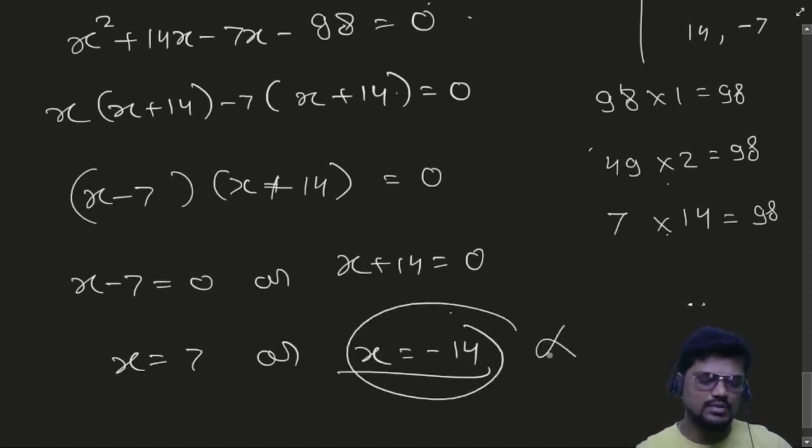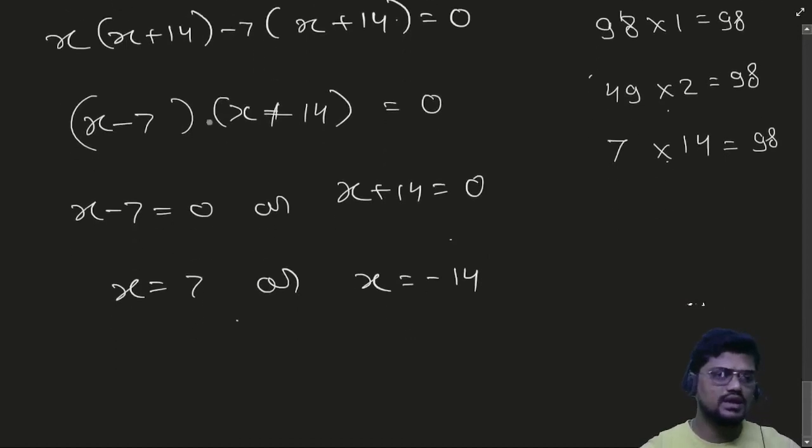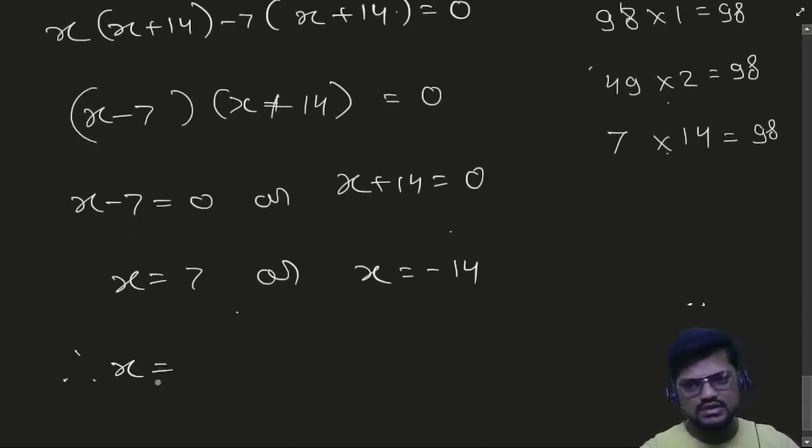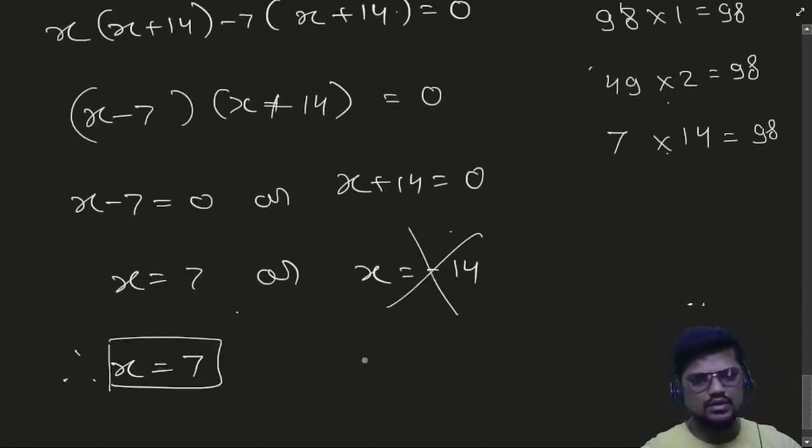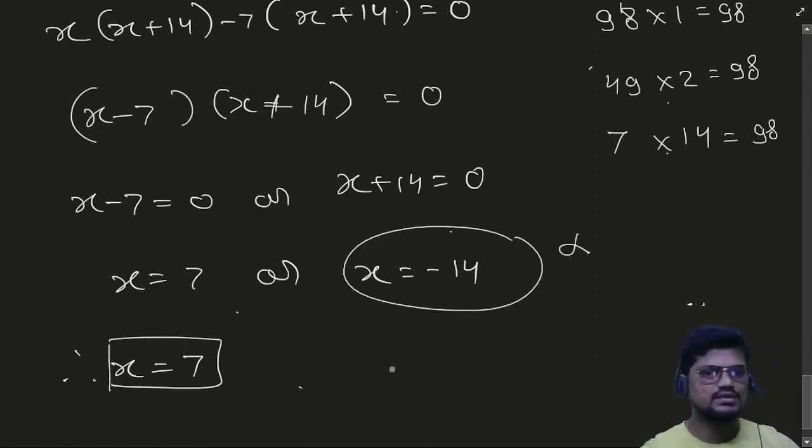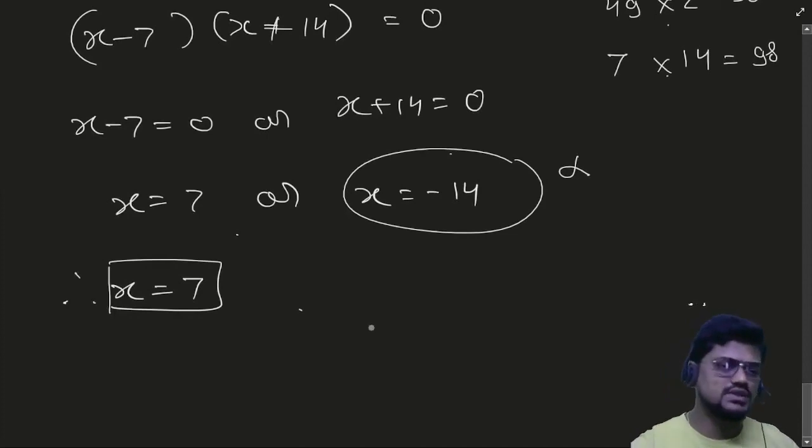Now, minus 14 cannot be the answer. Why? Because the distance cannot be negative. Therefore, x equals 7. So, the value of x is 7.